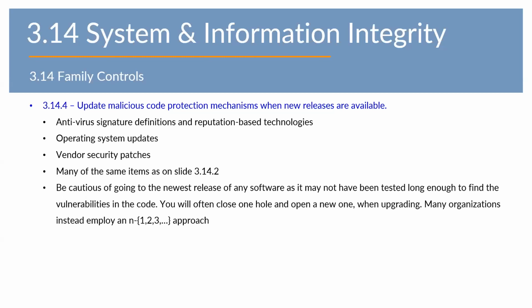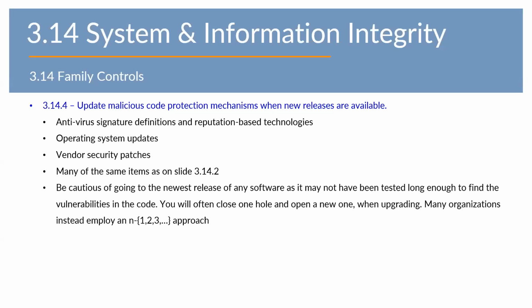So what a lot of organizations will employ is what we call an N minus and then a number. So N minus 1, N minus 2, N minus 3. And at that point, N is your newest available release. And then you're going to go back, say, N minus 3, up to 3 releases. So as long as you're within one of those last 3 releases, that's okay.